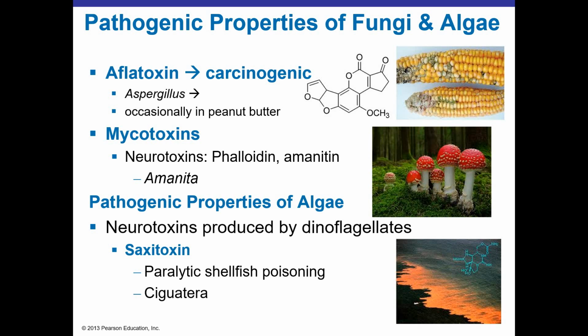Algae as well, we think of them as being good things in their photosynthetic property as primary producers. However, we also saw examples of the dinoflagellates being able to make neurotoxins. They specifically make what are referred to as saxitoxins that cause paralytic shellfish poisoning. Ciguatera is the common name for that, and so we see here the example of the red tide that could potentially be toxic to humans if large amounts are ingested.